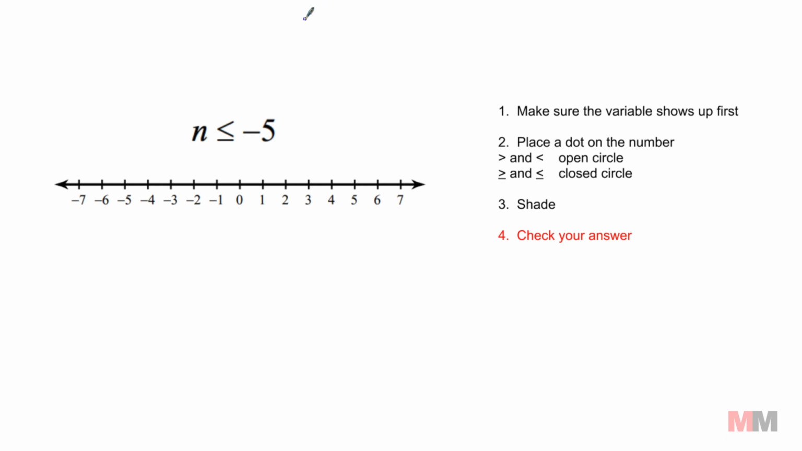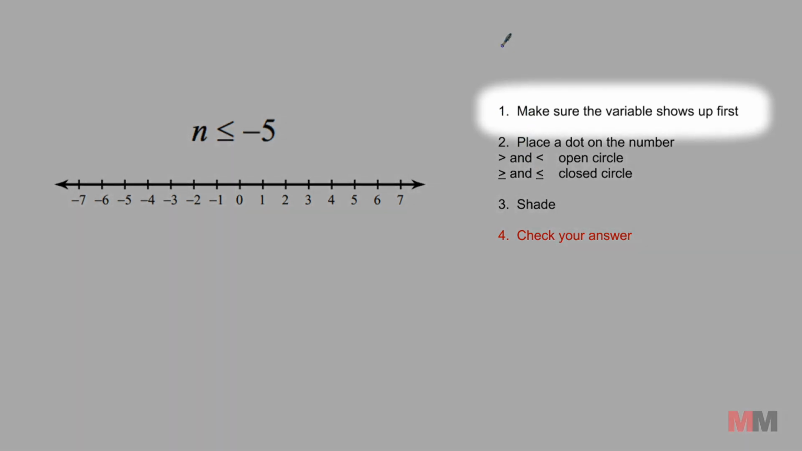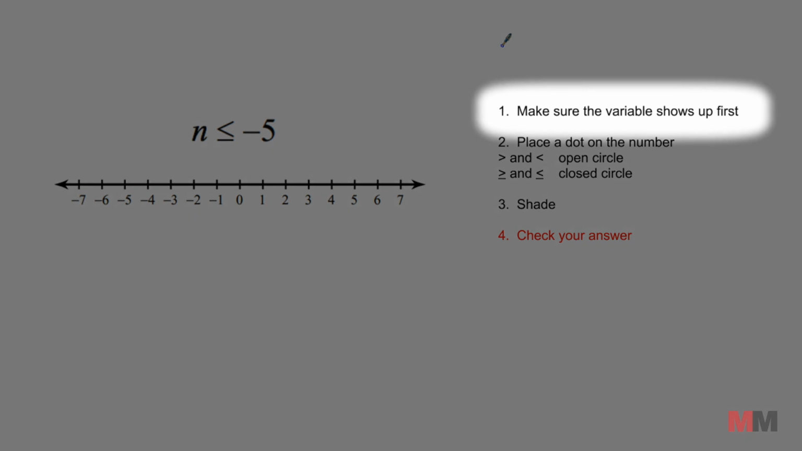Today you're going to learn how to graph inequalities that look like this in a number line. I'm going to write the steps right here to help you, and if you follow these 4 steps, you will never shade or graph these in the wrong direction. So number 1, make sure the variables show up first.